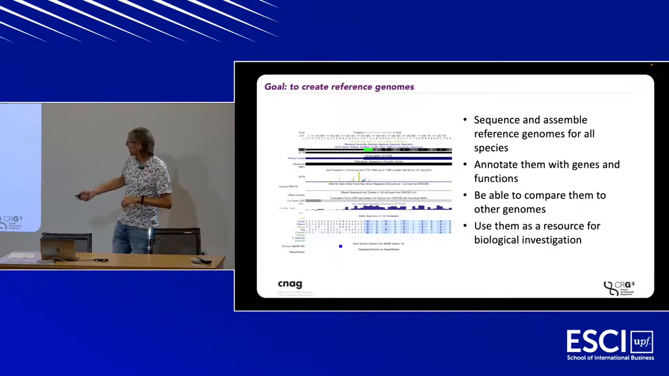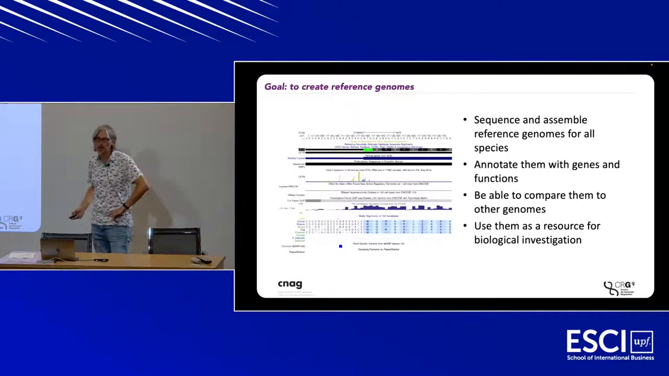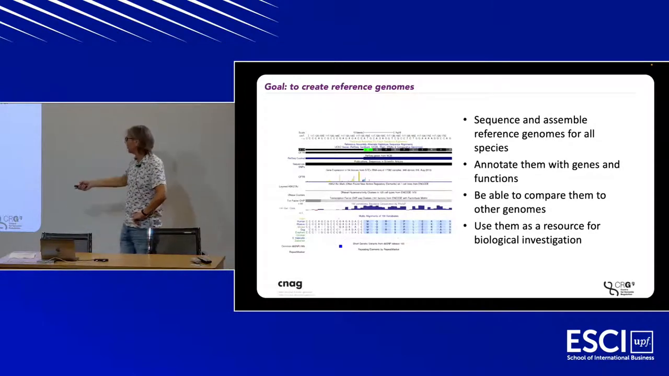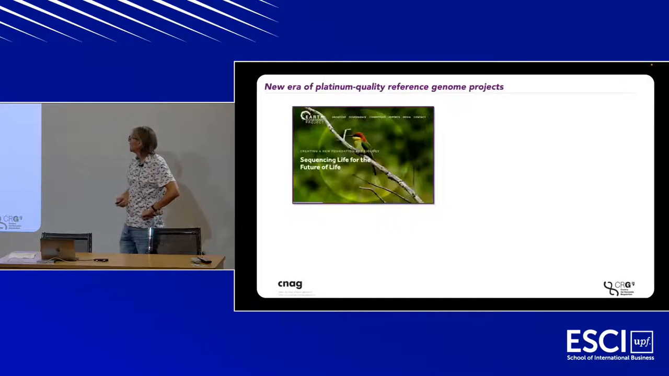And generate genome browsers like this, which is for the human, but for all the species. We'll have to rethink the multiple alignment track at the bottom. We won't be able to compare just four species at a time. We have to think big.